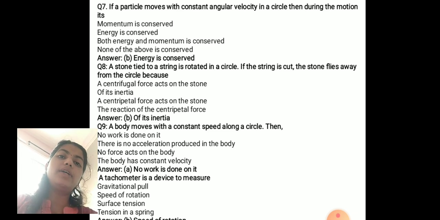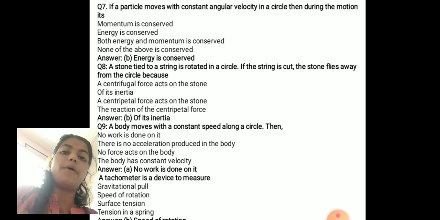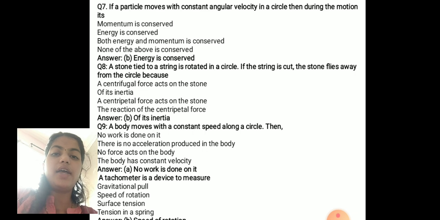Why is it possible? Why is it performing here? Because a centripetal force acts on the stone, because of its inertia. The reaction of the centripetal force is the moment of inertia. Moment of inertia, I is equal to m r square, where r is the radius.